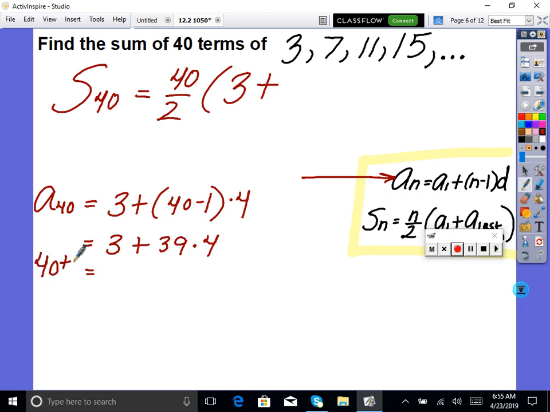The 40th term is what? 159? 159. Thank you, Axel, for helping me out there. So we had to push pause and find it.